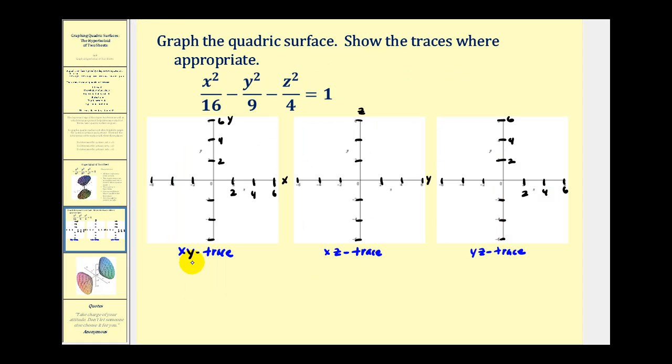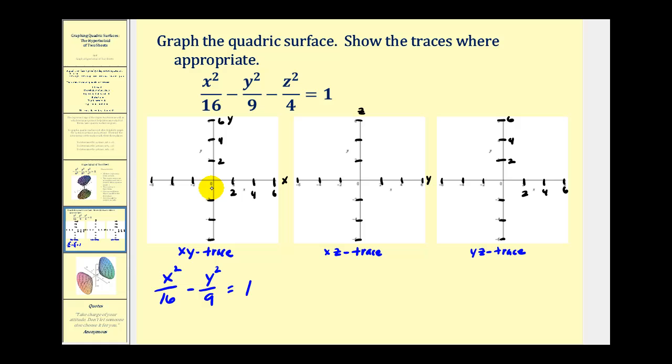We'll start by finding the xy trace, so we'll set z equal to 0. So we'll have x squared over 16 minus y squared over 9 equals positive 1. This is a hyperbola, and because the x term is positive, this hyperbola will open left and right along the x-axis. It's also centered at the origin, so we know that a squared is equal to 16, so a is equal to 4.